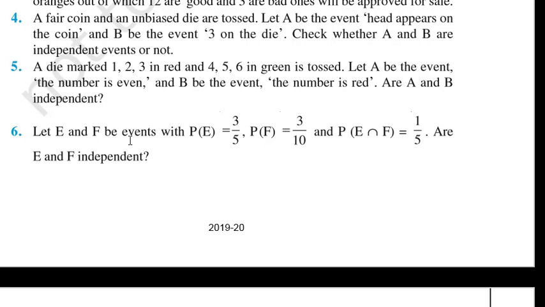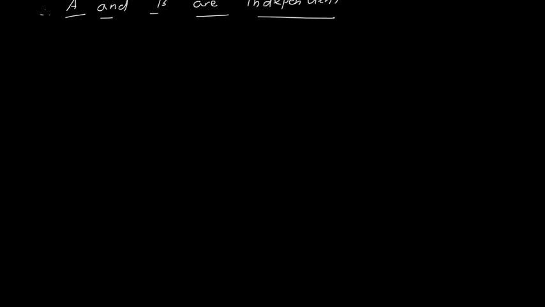On the die, 1, 2, 3 are in red color and 4, 5, 6 are in green color. So there are 6 elementary outcomes. A is the event that the number is even, so A is 2, 4, 6, and B is the event that the number is red, so red is 1, 2, 3. I have to check whether A and B are independent. In question number 5 we will write the sample space. The sample space is 1, 2, 3, 4, 5, 6, so n(S) is 6.